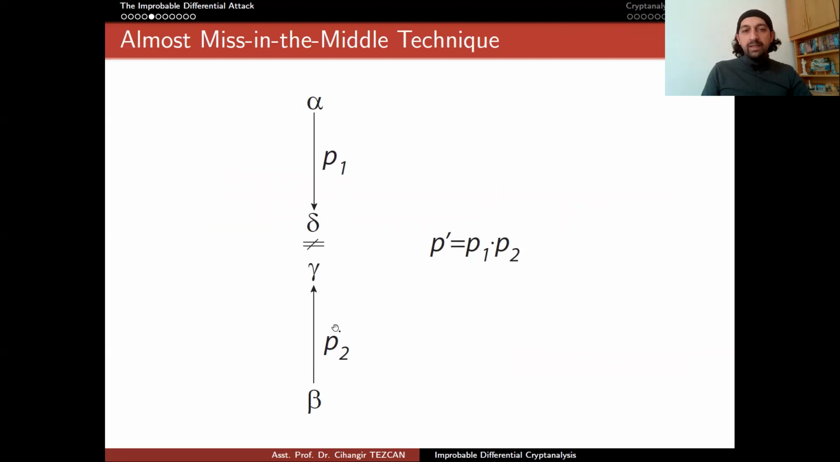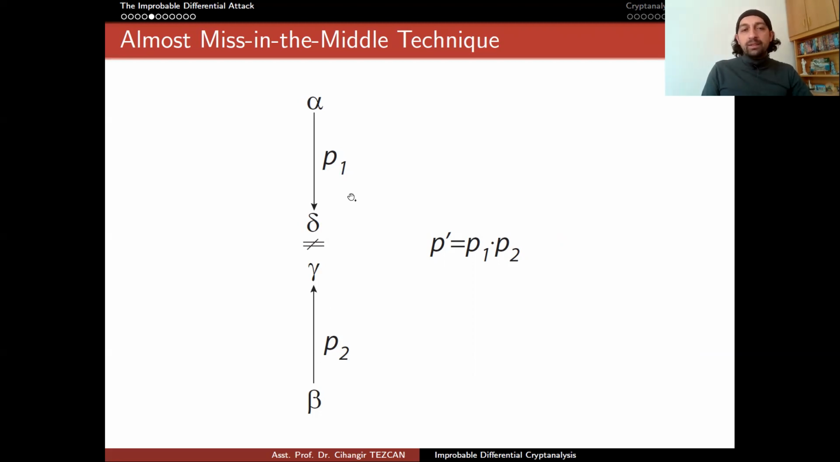differentials, like in this case, but in the impossible differentials, these probabilities P1 and P2 were equal to 1. So in the case of impossible differential cryptanalysis, alpha goes to delta with probability 1 after, for instance, R1 rounds of encryption, and beta has to come from gamma difference after, for instance, R2 rounds of the encryption with probability 1. And if delta is different than gamma, this would give you an impossible differential of R1 plus R2 rounds, saying that alpha never goes to beta output difference after R1 plus R2 rounds.